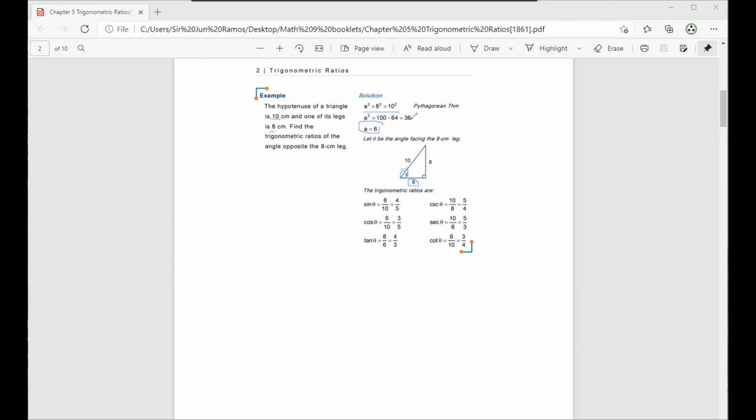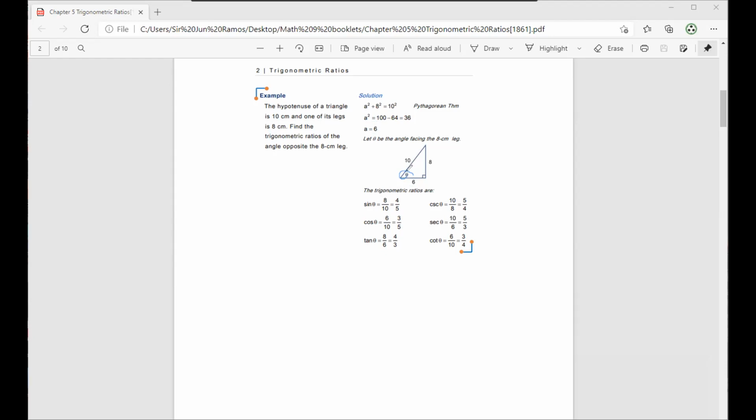In your earlier work on quadratic equations, solving this by extracting roots would have given you a equals plus or minus 6. But we only want the positive because we are dealing with measurements here. That's why we disregard the negative. So what do we have now? We have the value of a, which is 6, the value of b, which is 8, and the hypotenuse is 10. So with this reference angle here, we can now define the sine of theta.